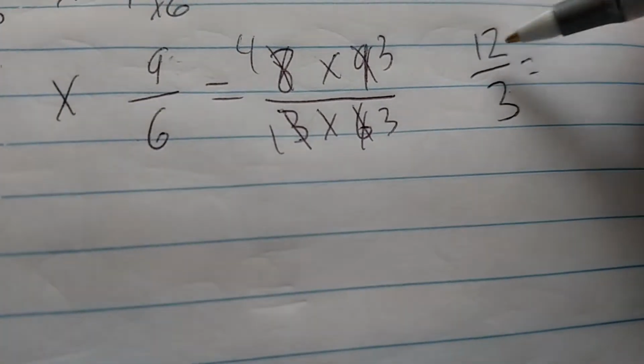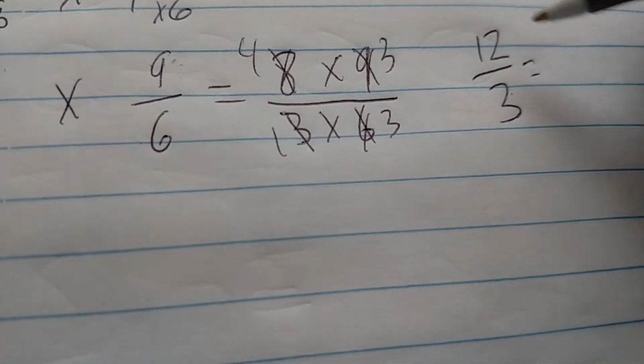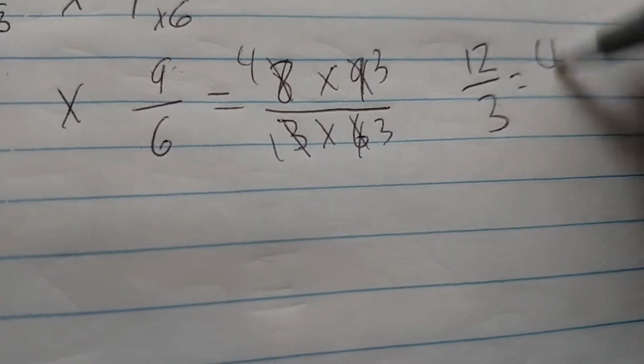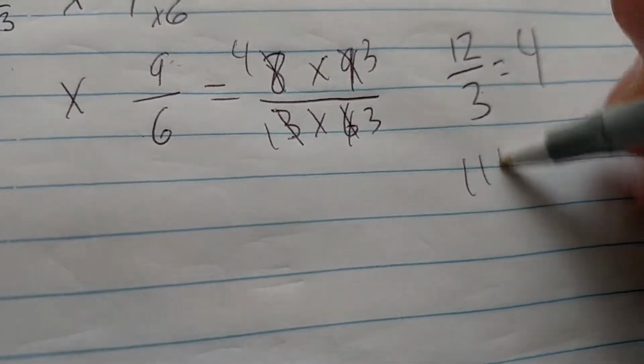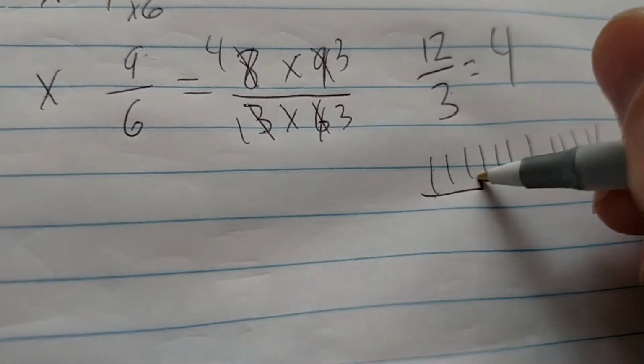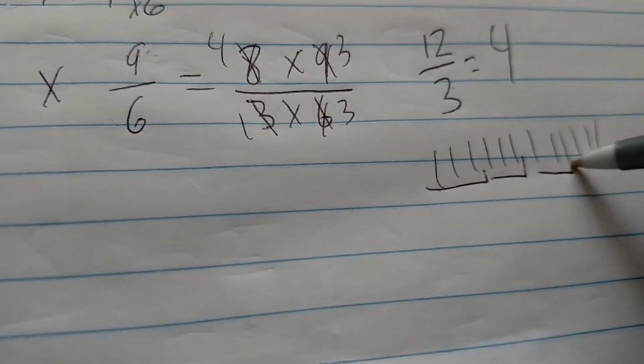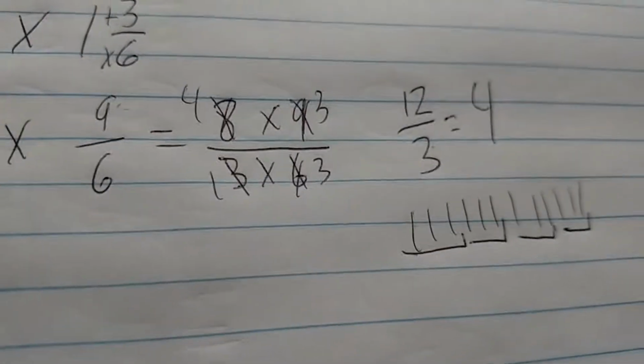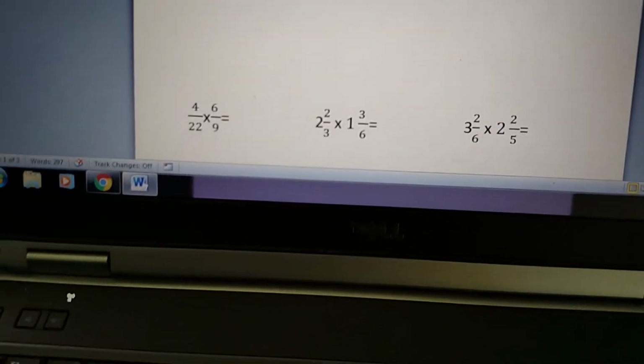I have to turn this back into a mixed number, which is that problem I showed earlier. There's 4 different ways you can do this. How many 3s are in 12? 4. If I can't remember that, I could do 1, 2, 3, 4, 5, 6, 7, 8, 9, 10, 11, 12 tallies. It takes 3 to make a whole. That means I would have 4 wholes still. There's a lot of different ways I can find that answer, but 4 is that answer. All right, so that is those problems.